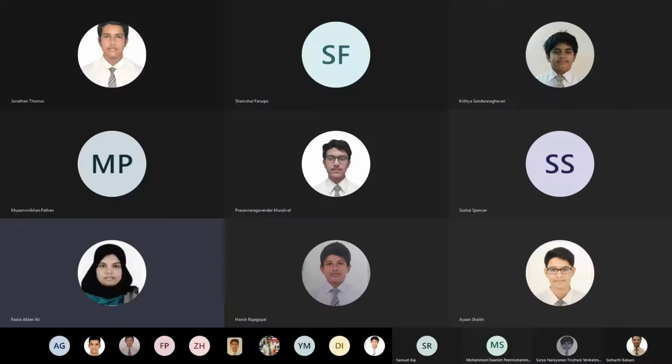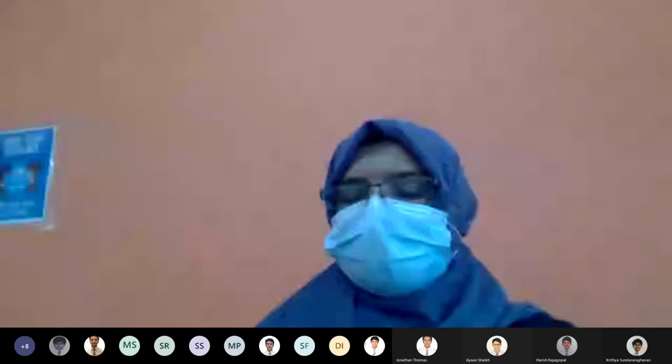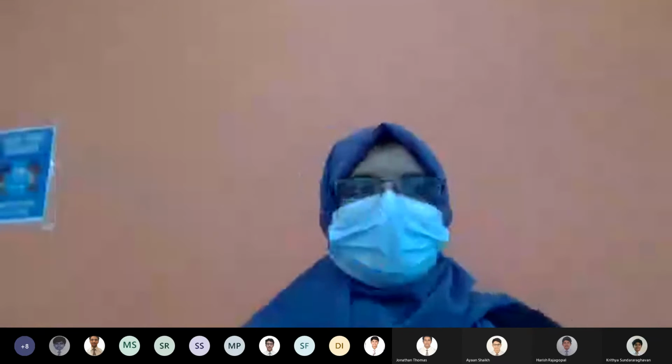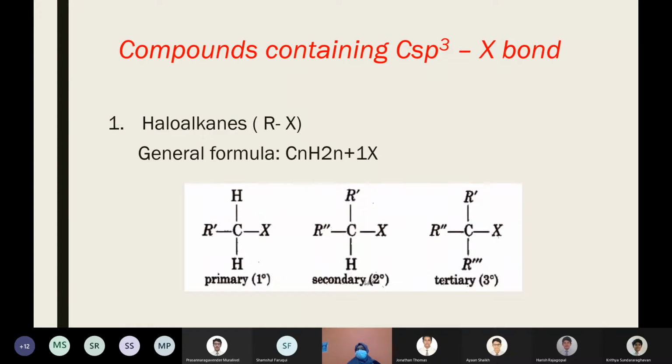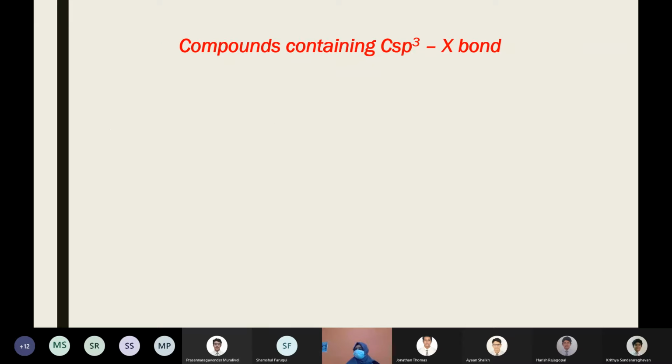sp2 halogen bonds and sp3 halogen bonds. In sp3 halogen bond, what we discussed was simple haloalkanes, that is from normal single bonded alkanes. If you substitute hydrogen with a halogen, what you get is haloalkane. Then we discussed primary, secondary and tertiary based on the number of alkyl groups attached to the carbon with the halogen bond. Then we discussed the second type of examples called allylic halides.